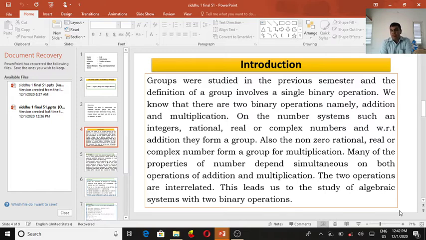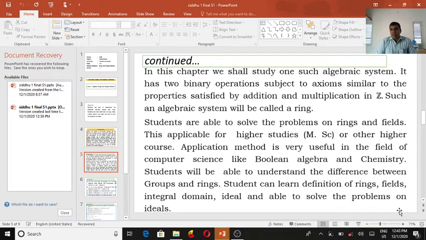This leads us to the study of algebraic systems with two binary operations. In this chapter, we shall study one such algebraic system. It has two binary operations subject to axioms similar to the properties satisfied by addition and multiplication in Z. Such an algebraic system will be called a ring. Suppose the sum of two integers is an integer, and the product of two integers is an integer.